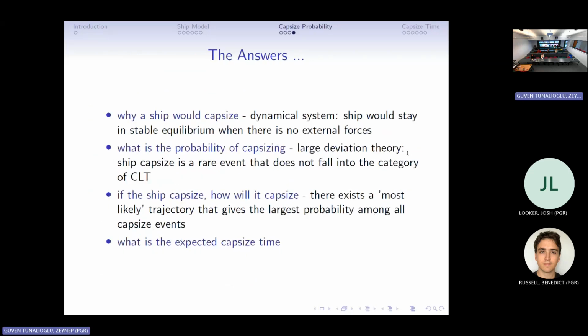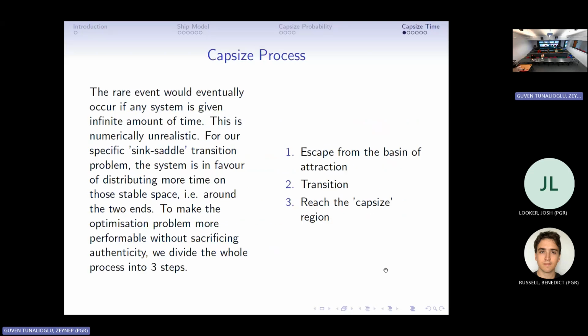Okay, so we've answered the second question, and luckily we also answered the third question. The large deviation helped us describe the probability, and the way that we find the minimum rate function, which we call action, gives us the optimal trajectory phi. So phi itself describes how the ship capsizes. And the last question is, what is the expected capsize time?